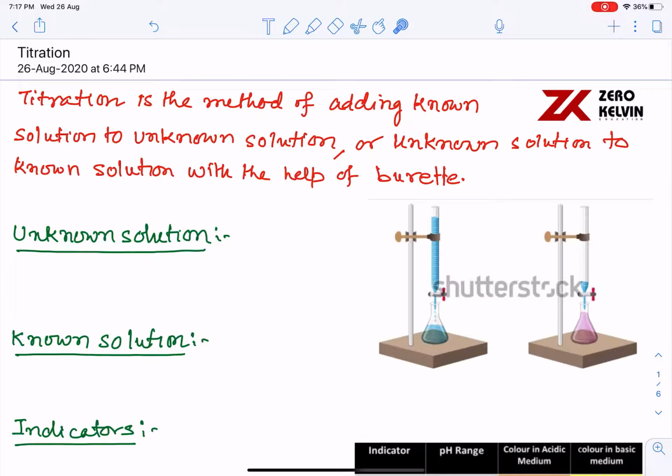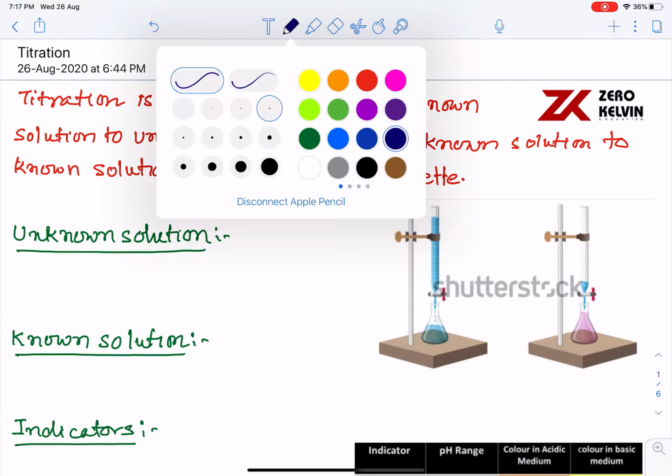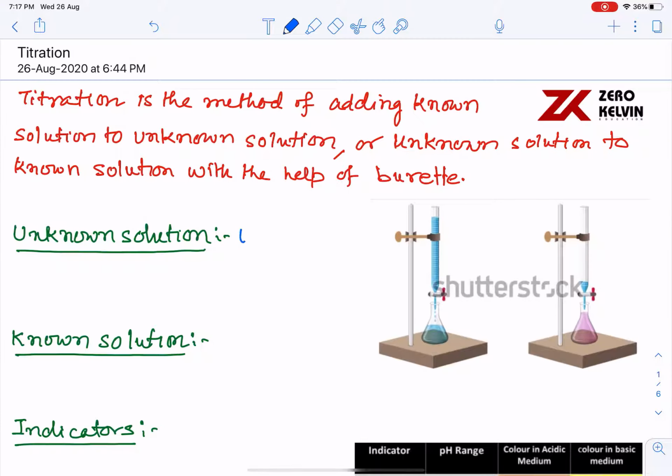So there are some terms like unknown solution and known solution. What is the meaning of known and unknown solution? Unknown solution is that solution whose concentration we have to find out, whose concentration is unknown. Known solution is the solution whose concentration is known. जिसका concentration हमको पता है उसको बोलते हैं known solution.